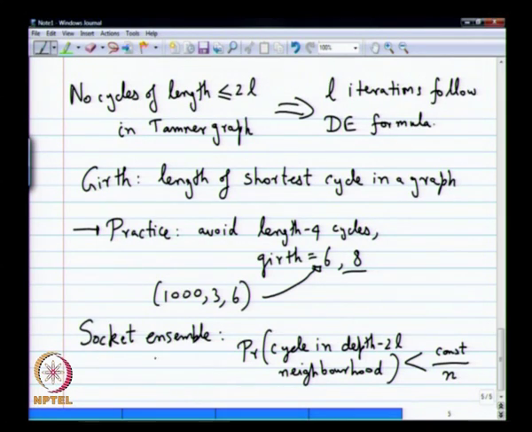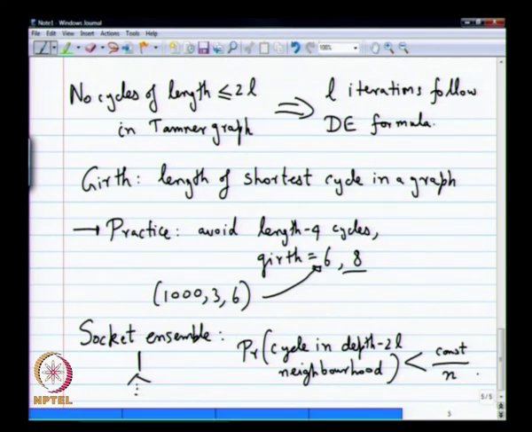Of course this involves some interesting arguments. There are various ways of showing it. It's not too bad. The argument is not very bad. I'm just not providing it here. It's quite easy in not just the socket ensemble, even in other ensembles you can show this. So if you fix one particular edge and then look at its depth 2L neighborhood, what's the probability that you will have a repetition? The probability that you will have a cycle is less than some constant divided by n.